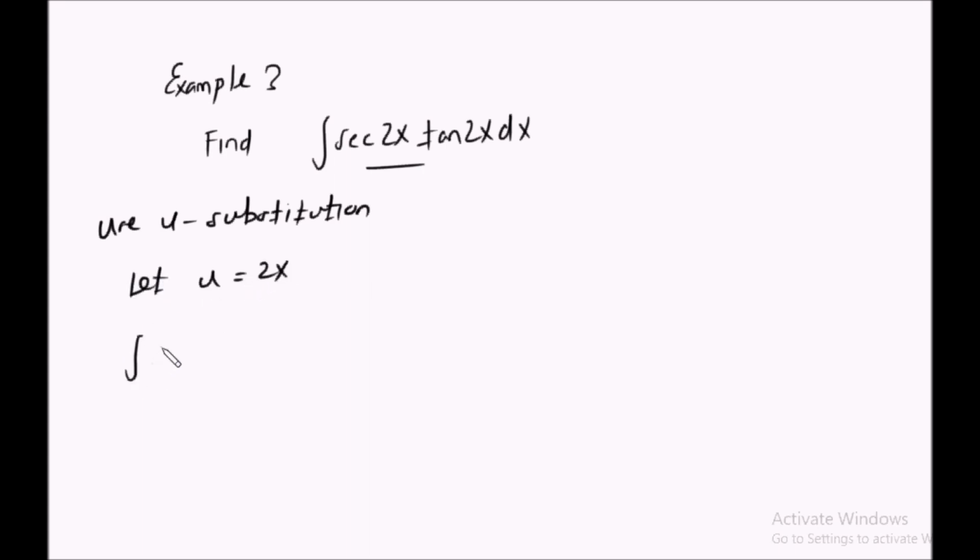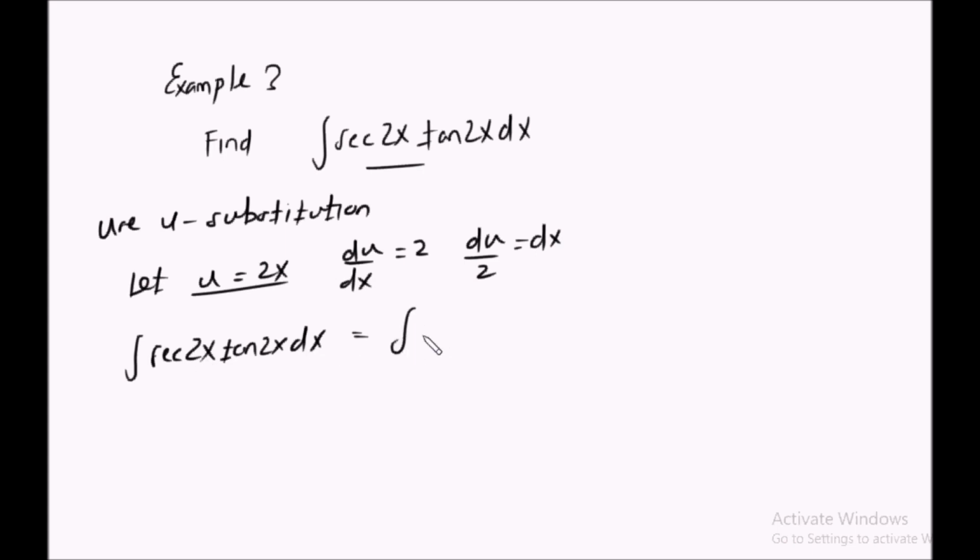So itakuwa ni integral ya sec u. Okay, hii nikidifferentiate by the way du with respect to x nitabaki na 2. So hapa ni cross and multiply, nitakuja kuona kwamba du over 2 ni sasa na dx. So I believe you can move from here to here. So sec of 2x times tan of 2x with respect to x, 2x tumesema ni u, so ni sec of u tan of u, then we have du over 2.